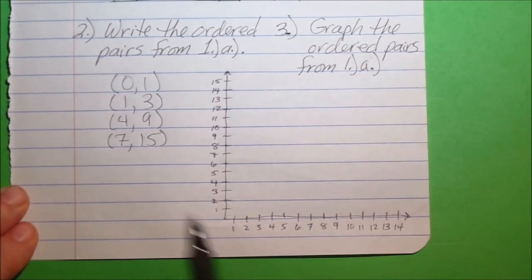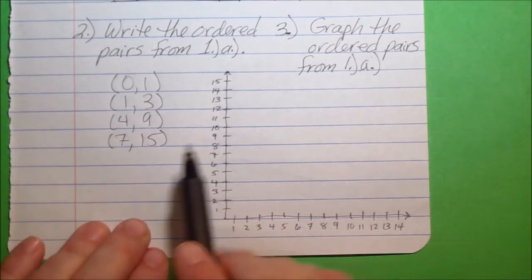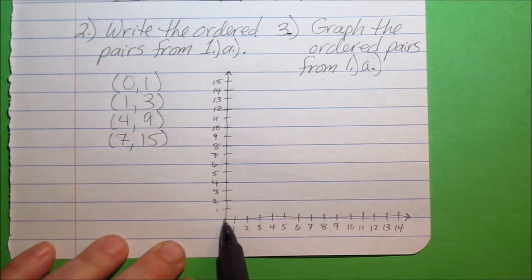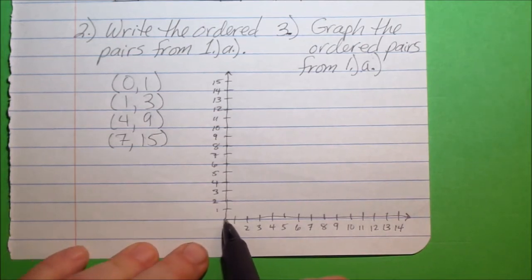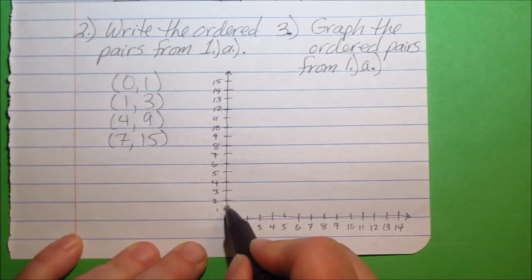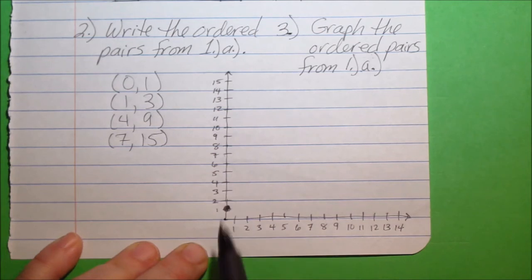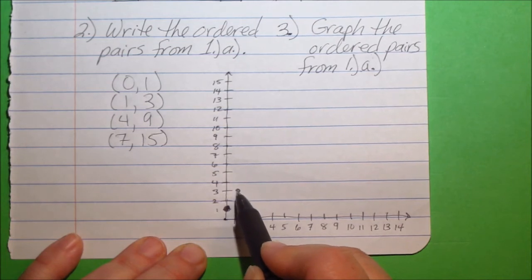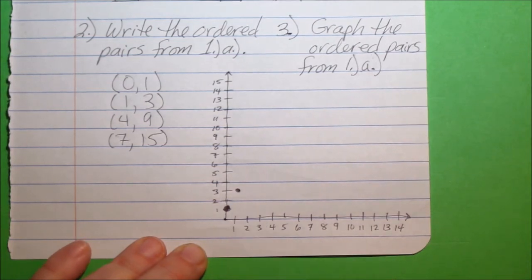Now we need to graph these ordered pairs. So the first one is 0 and 1. Well, x is 0, and so I'm not going to go anywhere along my x-axis. And y is 1, so that would be right here, right on 1. The next one is 1 and 3. So x is 1 and y is 3. So it would be right here.